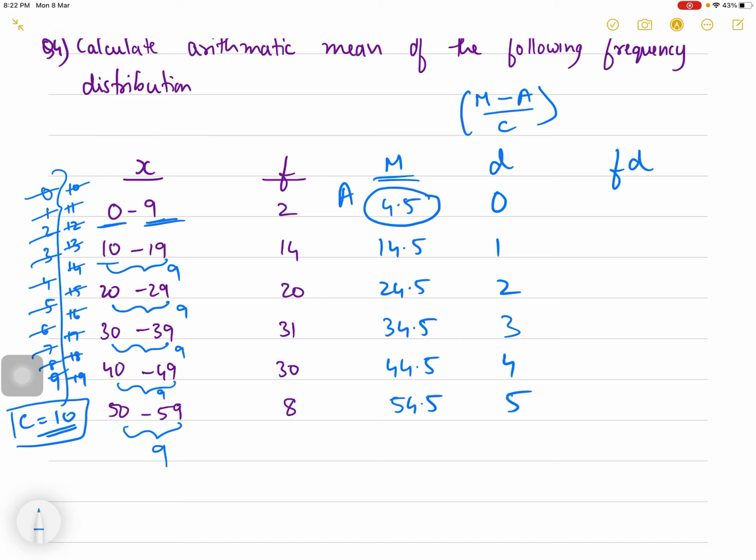Next column is FD. F into D. So F into D: 2 into 0, 0. 14 into 1, 14. 20 into 2, 40. 31 into 3 is 93. 30 into 4, 120. 8 into 5, 40.